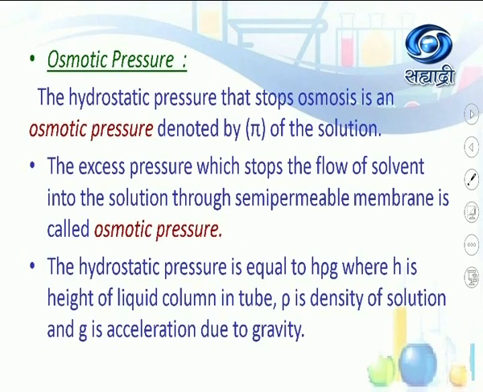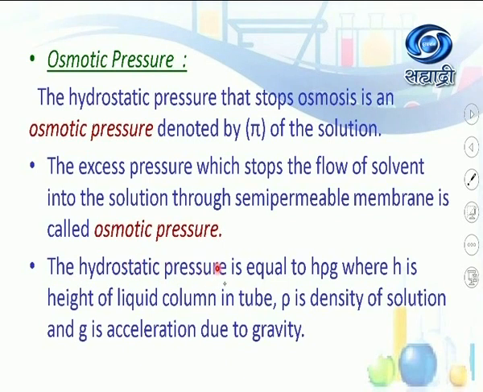Now what is osmotic pressure? The hydrostatic pressure that stops the osmosis, this is very important, is the osmotic pressure of the solution, which is denoted by pi. What is osmotic pressure? It is the excess pressure which stops the flow of solvent molecules into the solution through a semi-permeable membrane. What is osmotic pressure? It is the excess pressure which stops the flow of a solvent into the solution through a semi-permeable membrane.